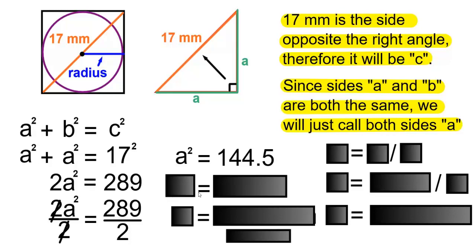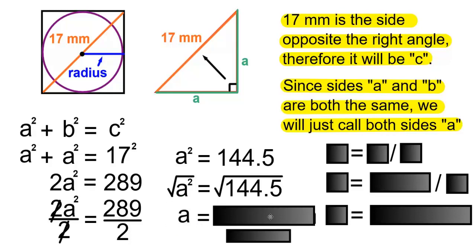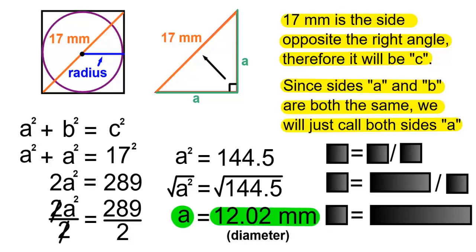Next, we'll try to remove the squared from the a, so we'll take the square root of a squared. And if we take the square root of this side, we have to take the square root of 144.5 as well. The square root and squared will cancel, leaving us with a. And the square root of 144.5 is 12.02. So a is equal to 12.02 millimeters, and this will end up being our diameter.